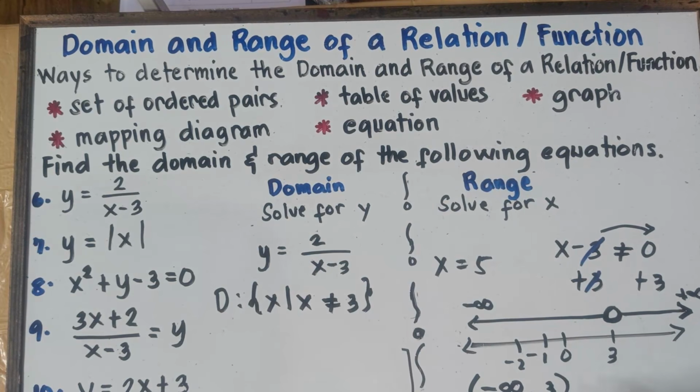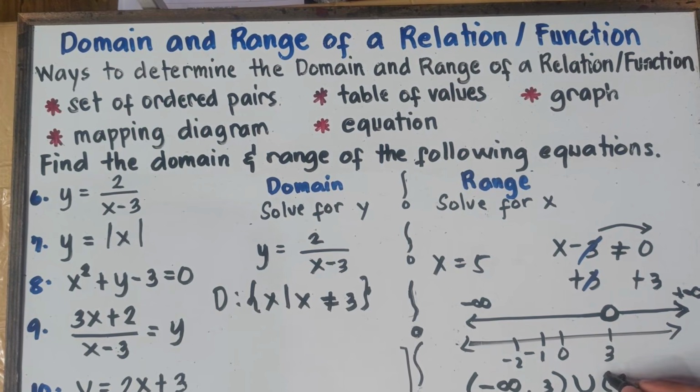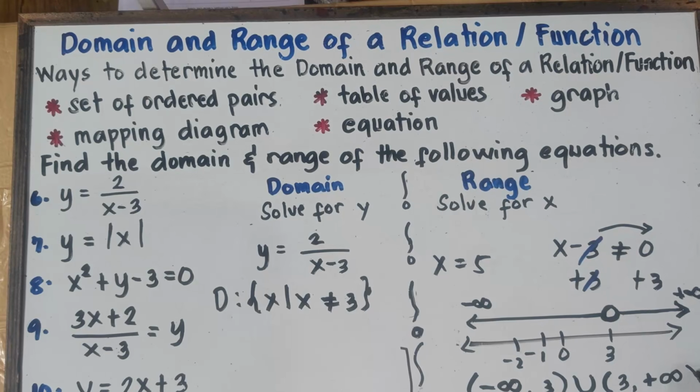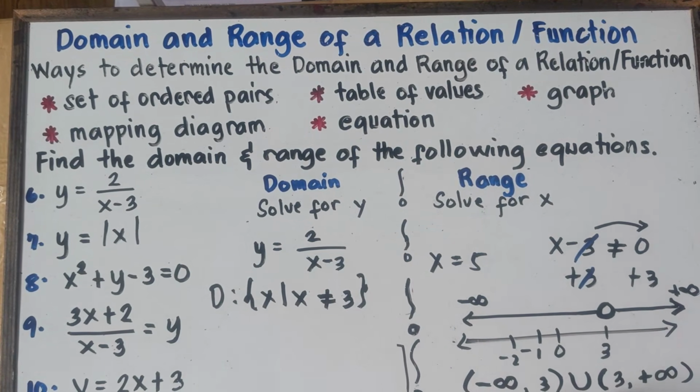We use parentheses. Union, because we have two solution sets. And then 3. Once again, use parentheses because 3 is not included, comma, up to positive infinity, and then parentheses. If it's infinity, you always use parentheses. This will be the solution set using interval notation.